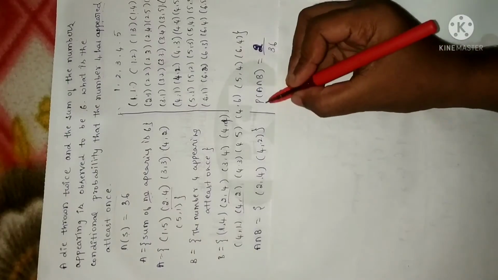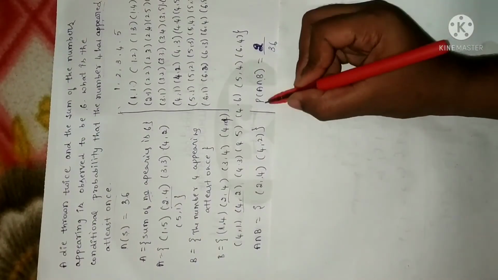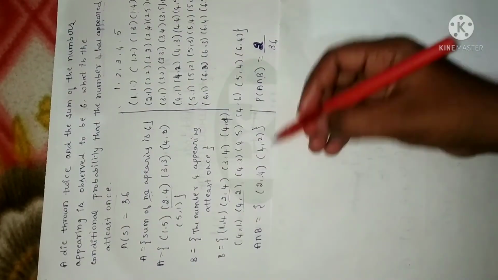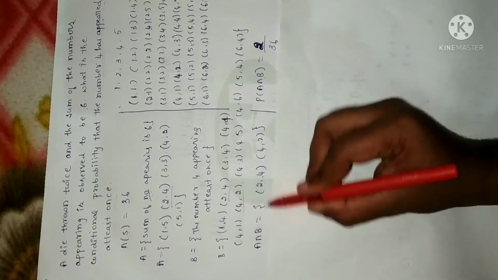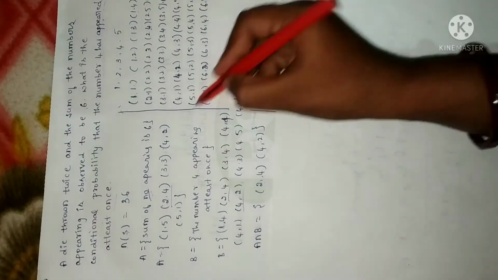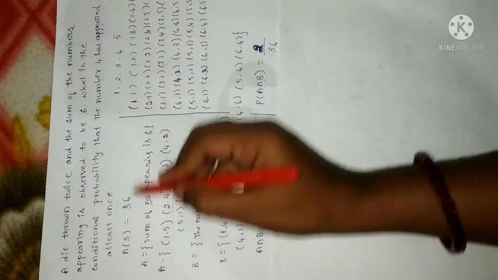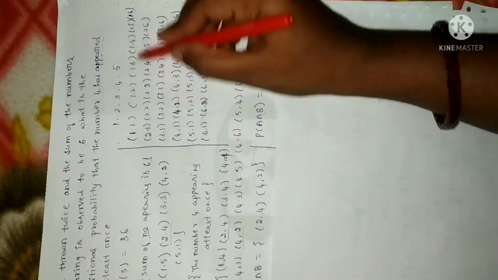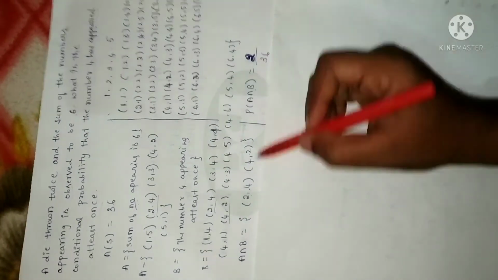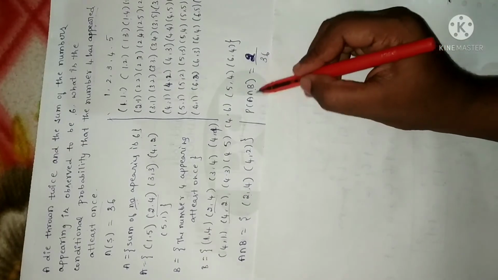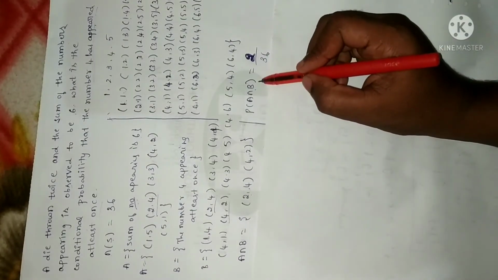Now let me find the probability of A intersection B. Why? Because anyhow we need to calculate further. So how many elements do we have in A intersection B? It is 2 out of 36 possibilities. That is, the sample space consists of 36 possibilities in total. So out of that we have only 2 in A intersection B.